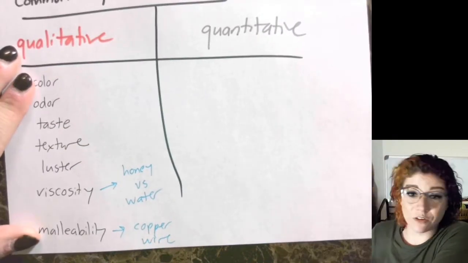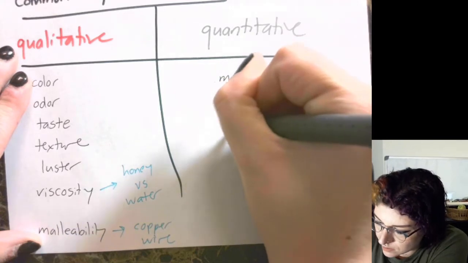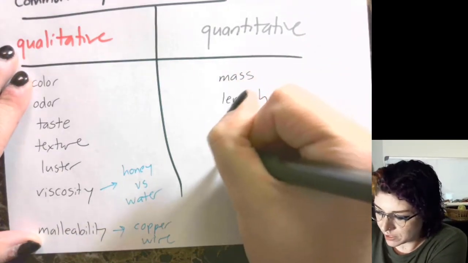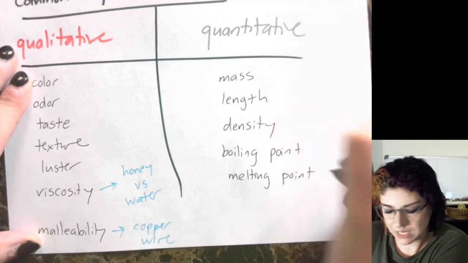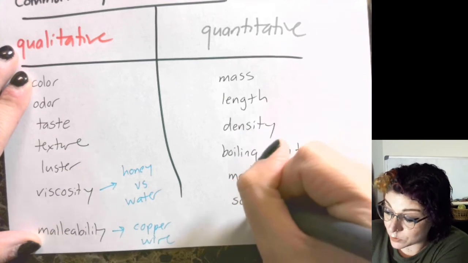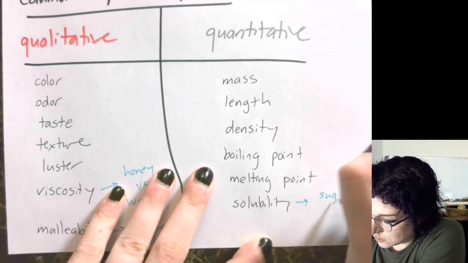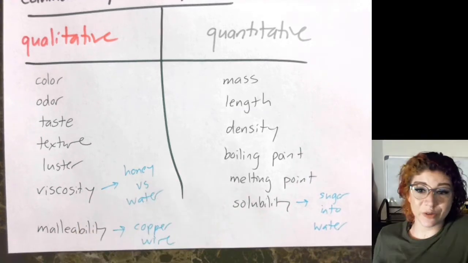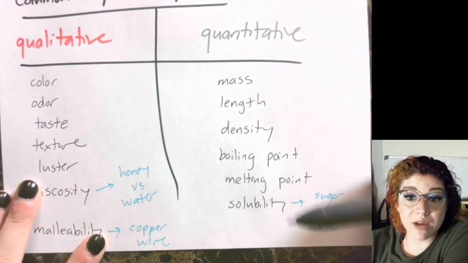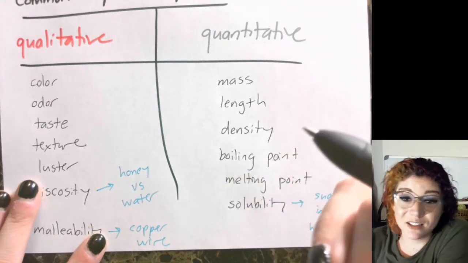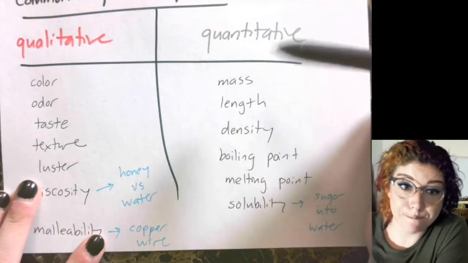Some common quantitative physical properties include mass, length, density, which again we'll get into later, boiling point, melting point, and solubility, which we'll also get into later. So for solubility, think of dissolving sugar into water. There's only so much you can actually dissolve, right? All of these quantitative properties you can measure with an instrument. A ruler, a balance, a thermometer, all of these are quantitative. You can actually take a direct measurement.